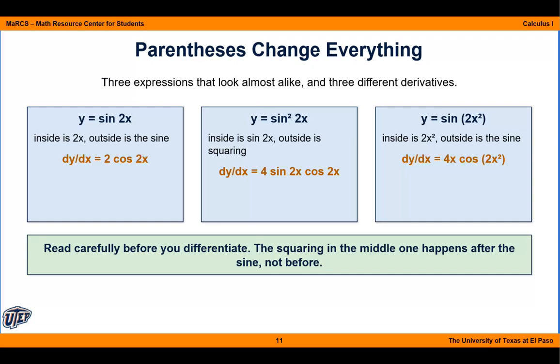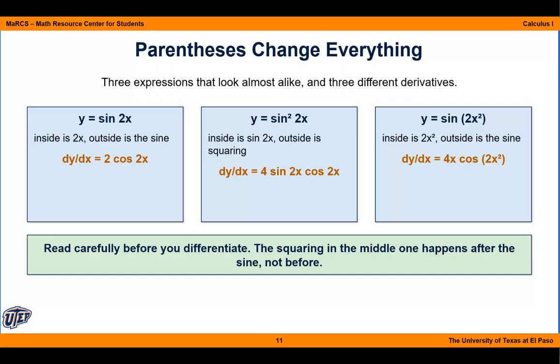These three expressions look similar, but their structures are different. For y equals sine 2x, the inside is 2x and the outside is the sine function. dy/dx is equal to 2 cosine 2x. For y equals sine squared 2x, the expression means sine of 2x is squared. Differentiate the square, then the sine, then 2x. That would give us dy/dx is equal to 2 sine 2x times cosine 2x times 2, which is equal to 4 sine 2x times cosine 2x.